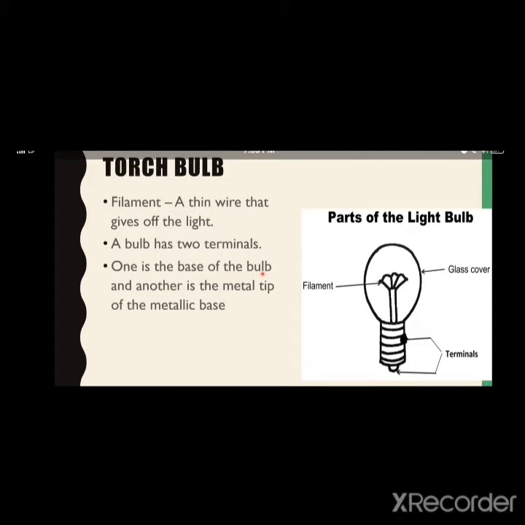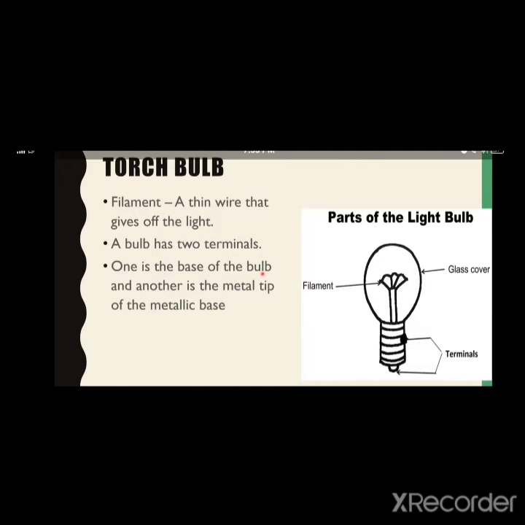You might have also seen a torch bulb, isn't it? A torch bulb has an outer case of glass that is fixed on a metallic base. Have you seen a thin wire inside the bulb? It is called the filament of the bulb. The filament is fixed to two thicker wires which also provide support to it.